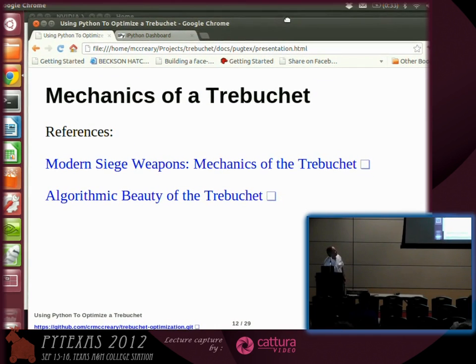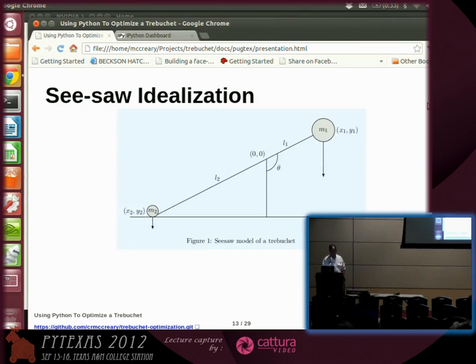There we go. Okay. So you can go to this GitHub, github.com, McCreary, trebuchet-optimization.git. You can clone that and have all these fine IPython notebooks, and off you go. So basically, you can look at it. You can break it down into parts.